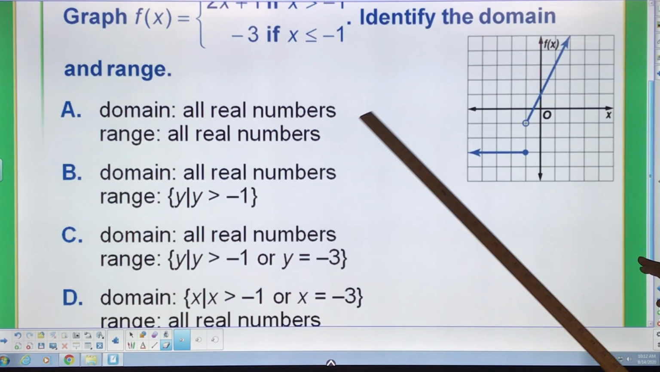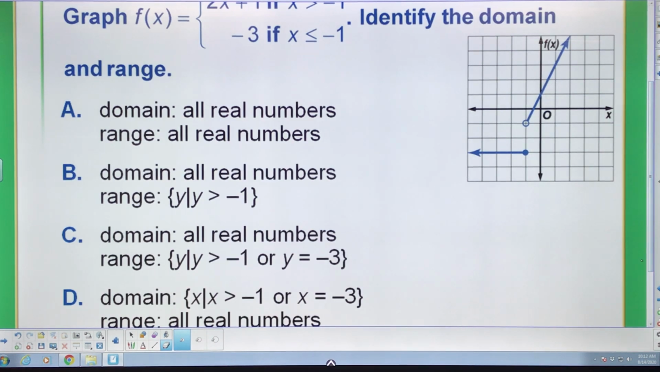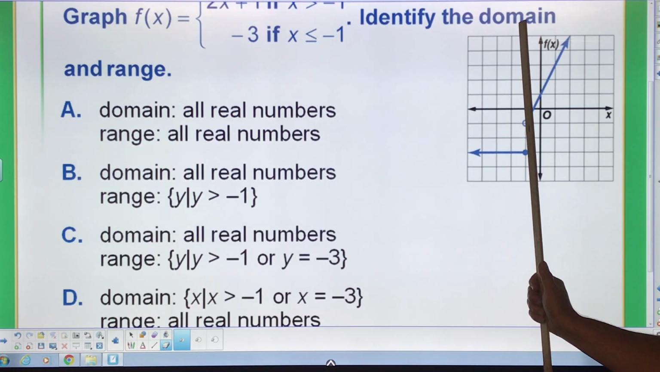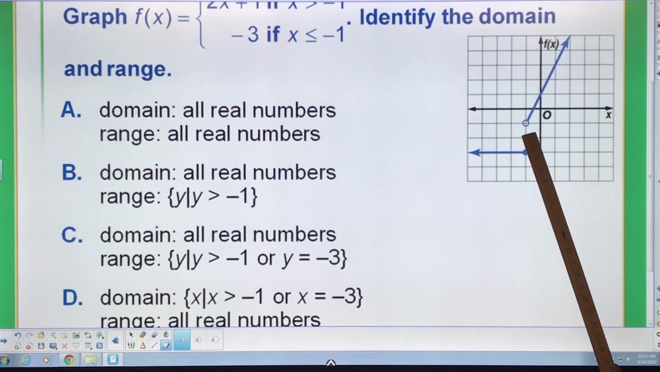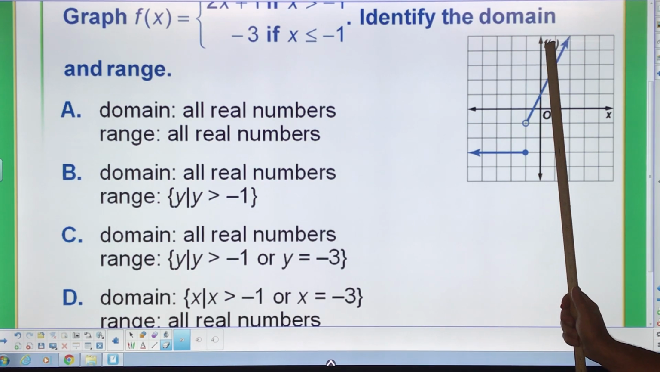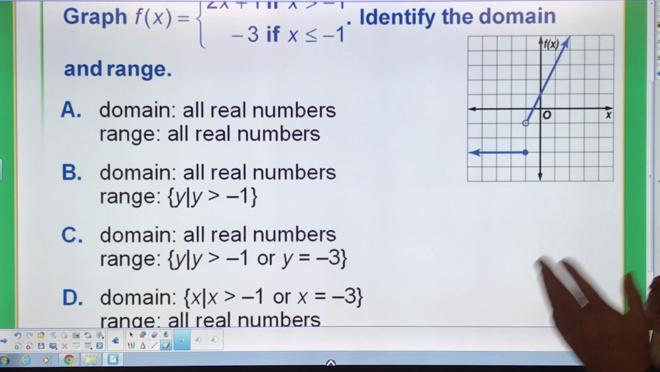It says identify the domain and range. So that's a good question for us to look at here. Remember, domain is values of x, range is values of y. So domain is any x. Like it could be -10, -5, -7, -2. It can be -1 here, not here, but here. X is -1 here. And it could be positive and so on. X can be anything.